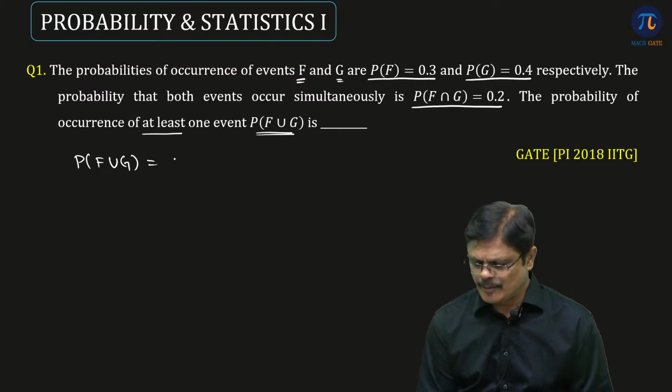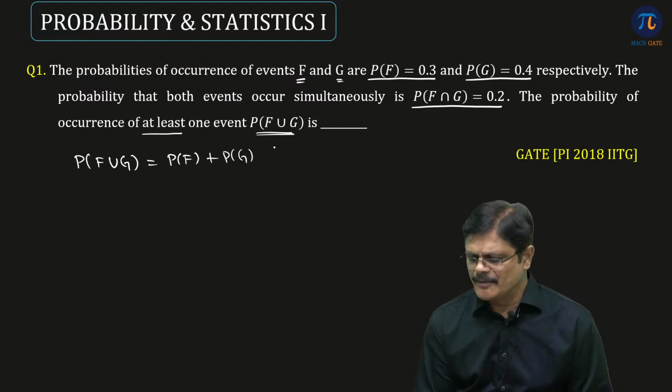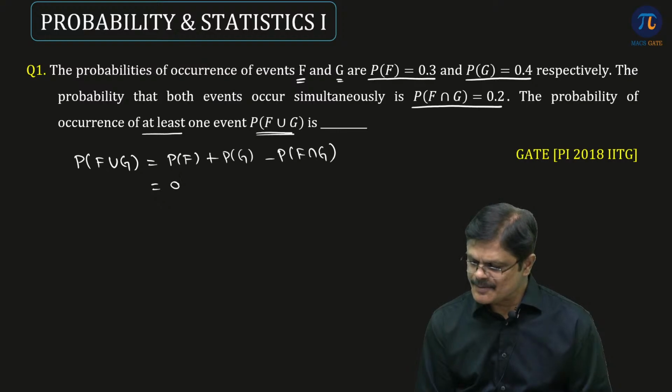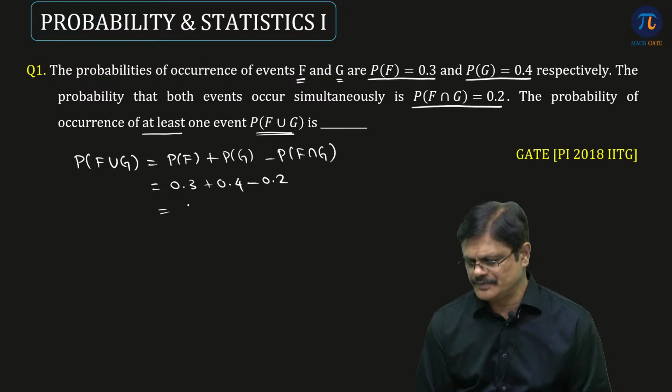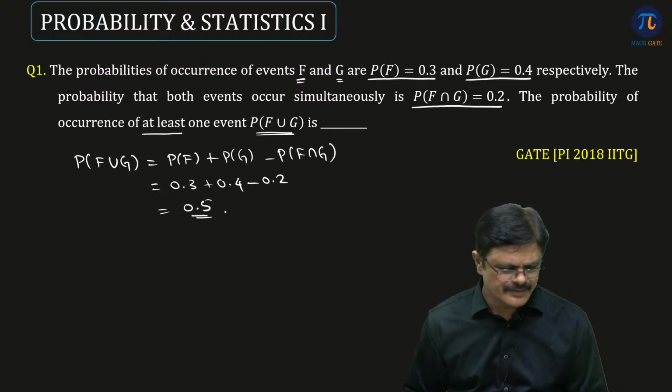Everything is clearly given. So what is it? Probability of F plus probability of G minus probability of F intersection G. That is 0.3 plus 0.4 minus 0.2, which is 0.5. Straightforward question.